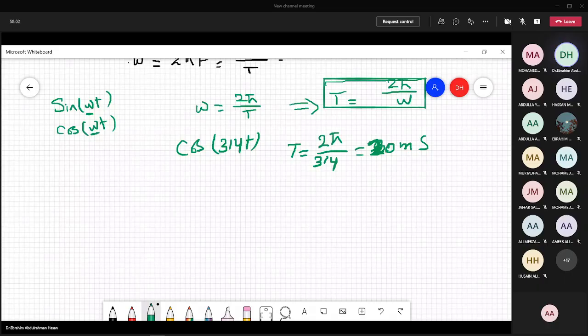Another example. We agreed that any sine or any cosine is periodic with a period equal to 2 pi divided by omega. What about this? Is it periodic? No.